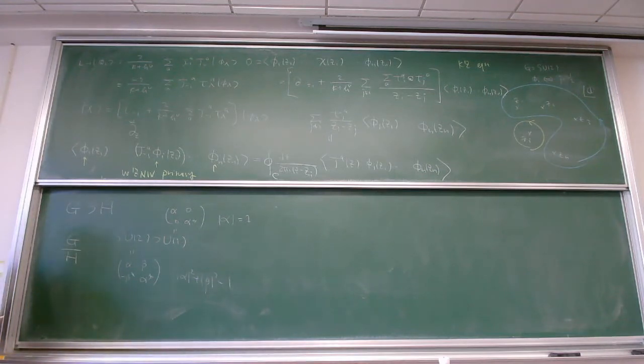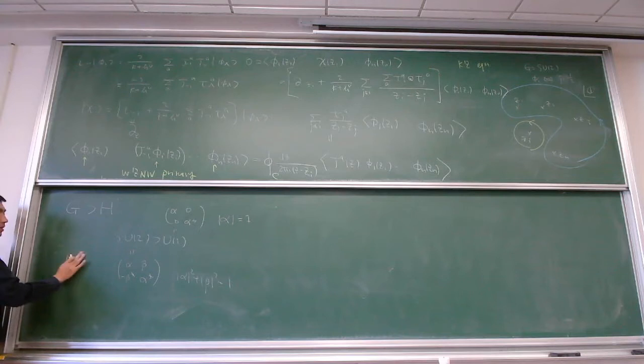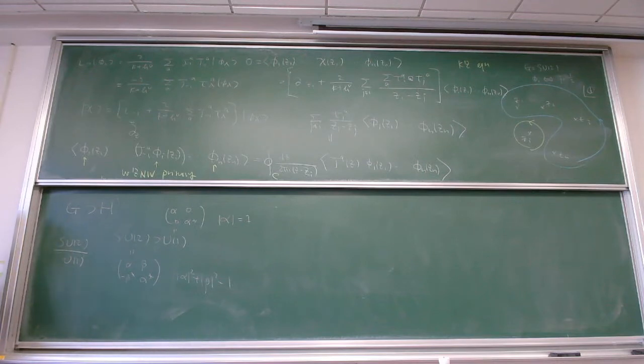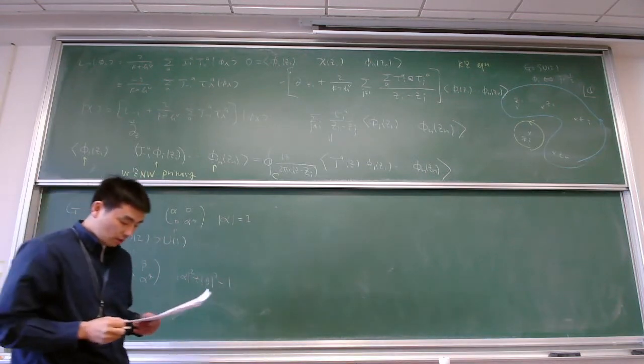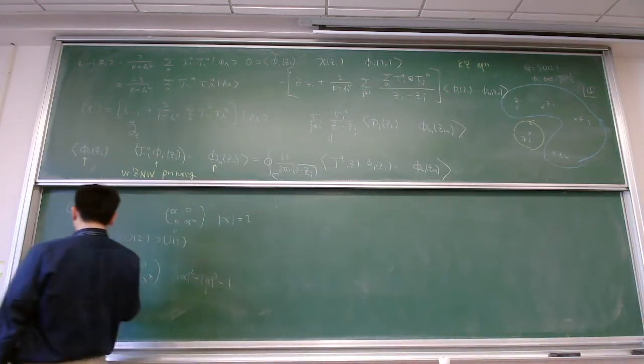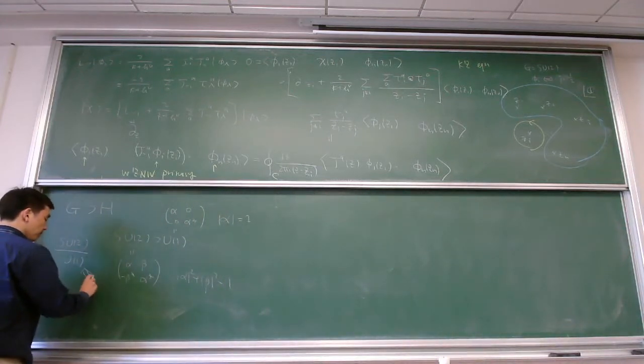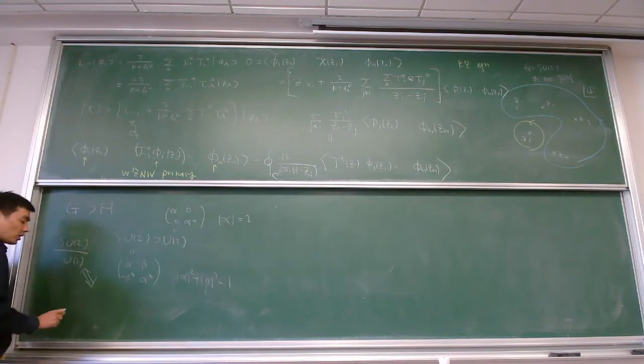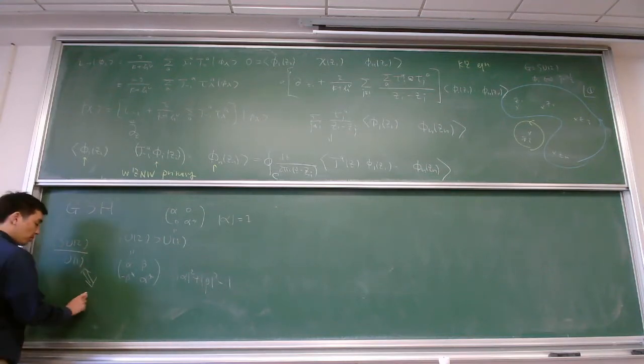Therefore, you can always take the quotient of SU2 divided by U1 and so on. This is called a symmetric space or quotient space. Corresponding to this one, you can construct the so-called coset model. So this is called the coset model.